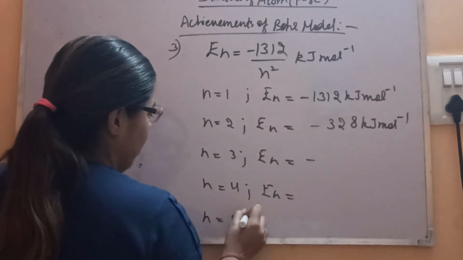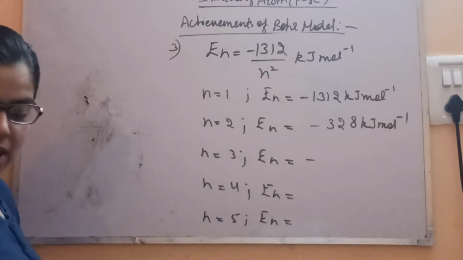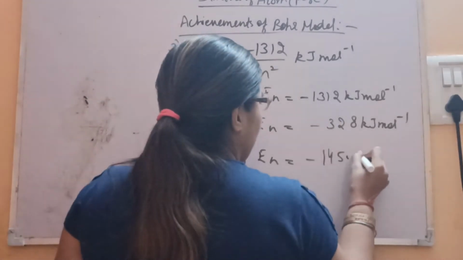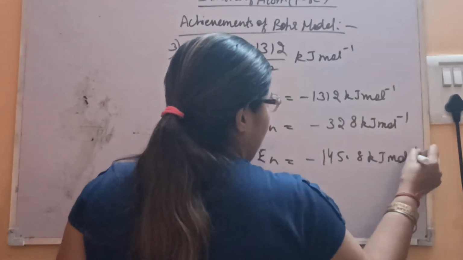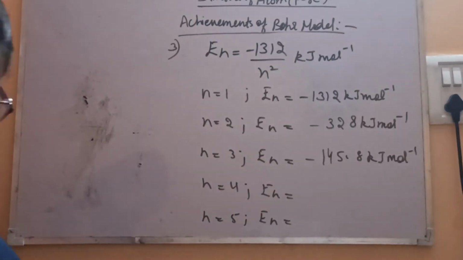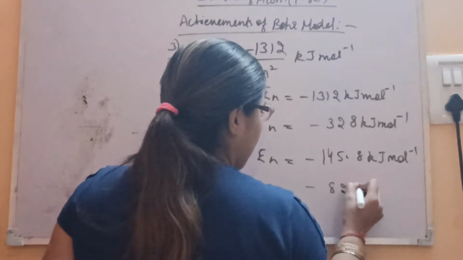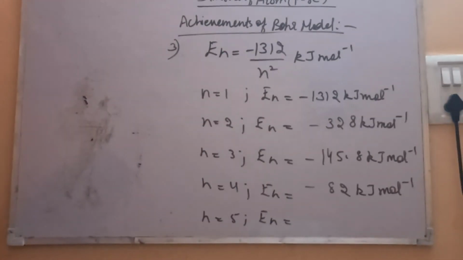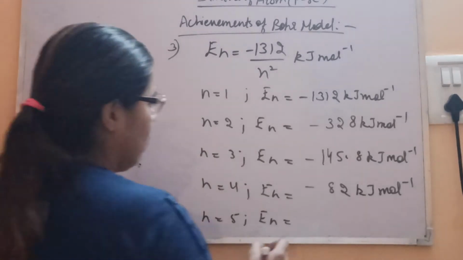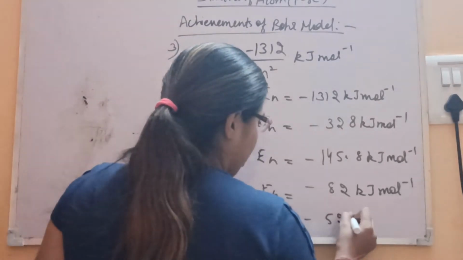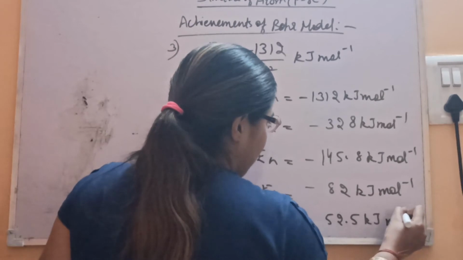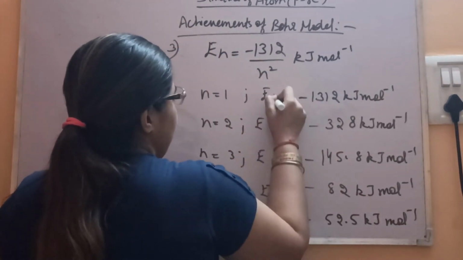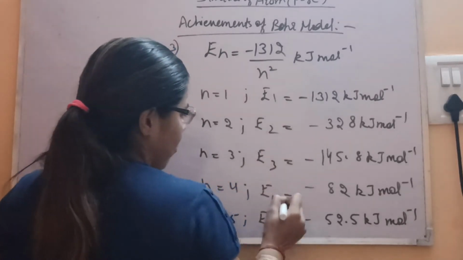If n is 5, then we will compare the significance of that. Minus 145.8 kilojoules per mole. Then the value is minus 82 kilojoules per mole. See, the value keeps on decreasing in magnitude. Then E5 is minus 52.5 kilojoules per mole. Here also, better, instead of n you just mention the values E1, E2, E3, E4, E5.